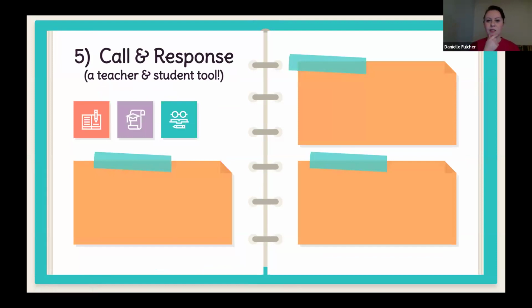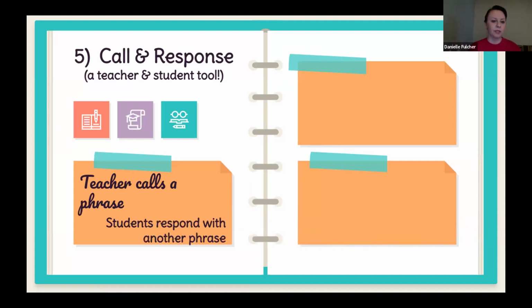Call and response. This is a very specific activity you can probably use with transitions. It's a way to use up your use of the target language, but also your students as well. So it kind of builds that teacher-student relationship in the classroom, which is so, so important. So the basic premise is the teacher calls out a phrase just to get the students' attention, and the students will respond with another phrase. It's a way to indicate, yes, we've heard you, yes, we're going to respond to it.